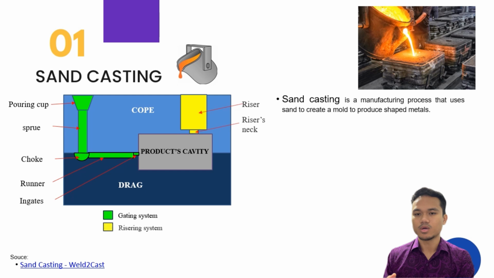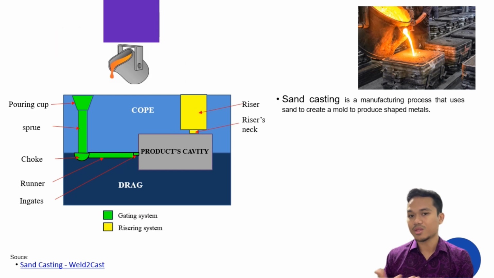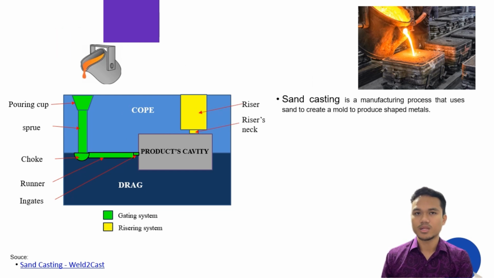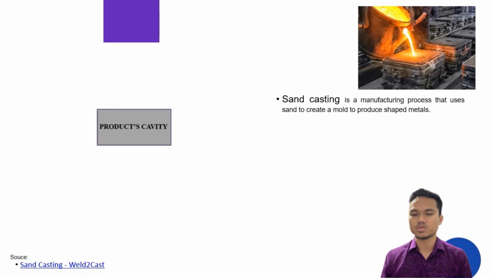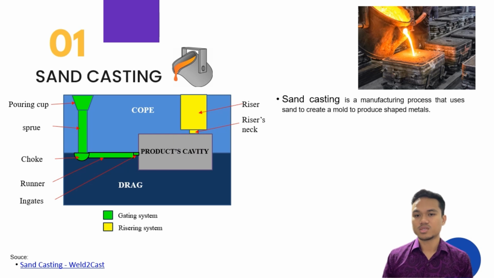the risering system. So the process is simply any metal will be melted and then poured into the gating system, filled in the product's cavity, and the risering system for the excess metal. Then the metal will solidify and the casting is removed from the mold. So that's basically the sand casting process. Some examples of casting products are engine blocks, gears, brake drums and valves.